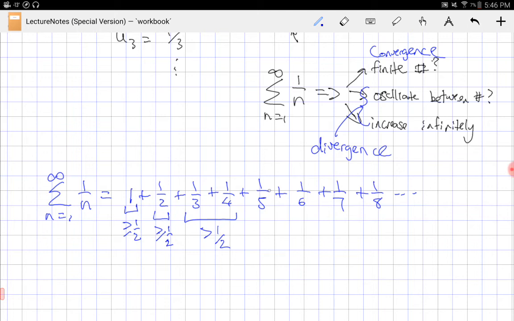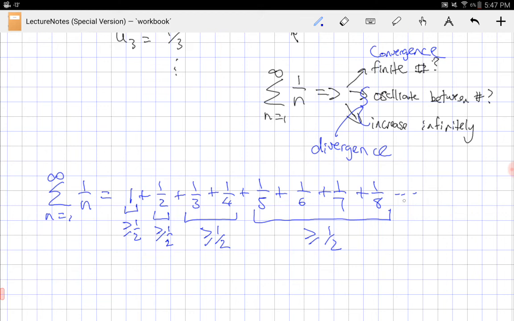But we know that 1/5 is going to be greater than 1/8, and 1/6 is greater than 1/8. And so we have at least 1/8 plus 1/8, which gives us 1/4. And then 1/7 plus 1/8 will also give us a number greater than 1/4. So when you sum these four numbers up, we get greater than or equal to 1/2.